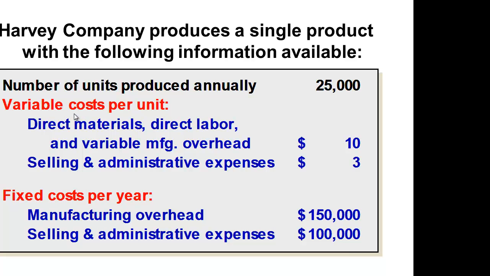We have Harvey Company, which produces a single product. The number of units produced annually is 25,000. The variable cost per unit, direct materials, direct labor, and variable manufacturing overhead, is $10. Selling and admin is $3 per product. Fixed costs are manufacturing overhead, $150,000, and selling expenses, $100,000.